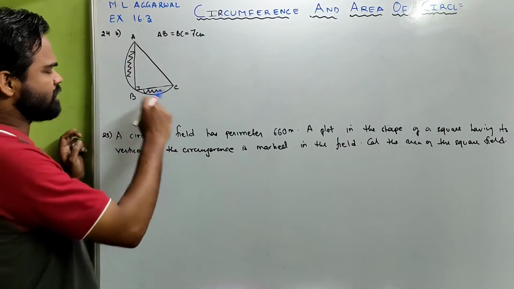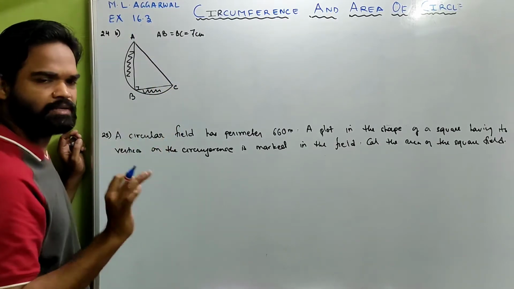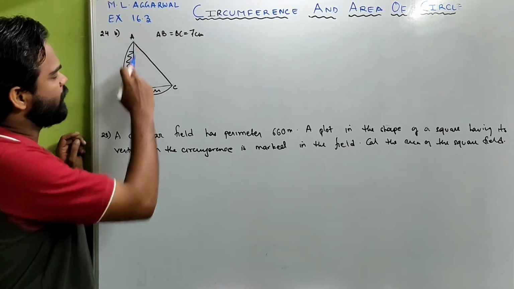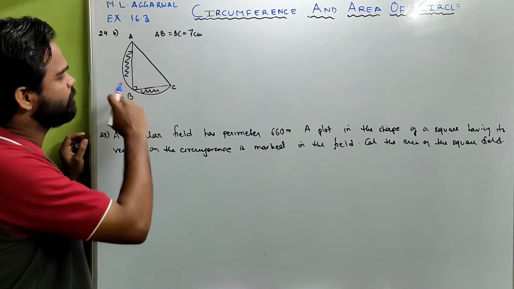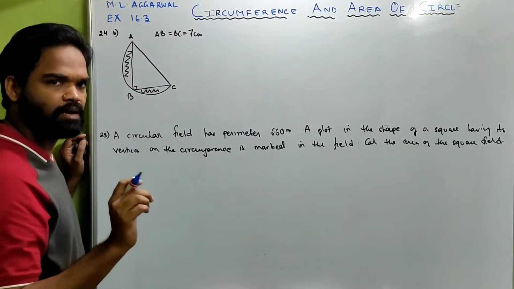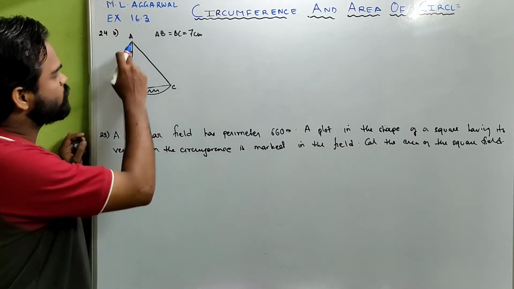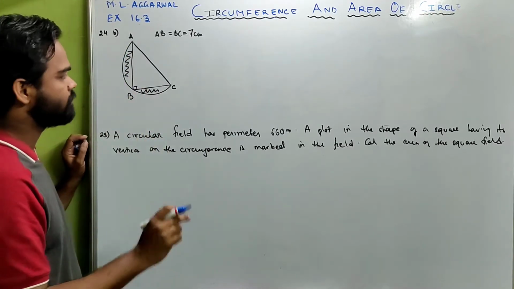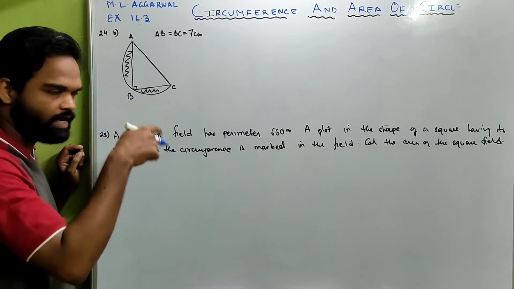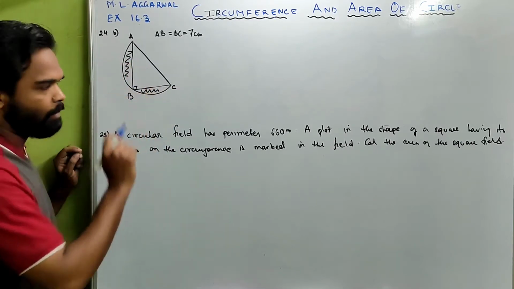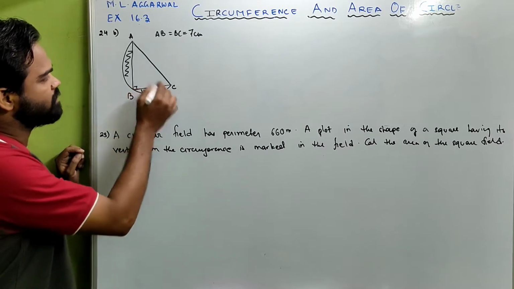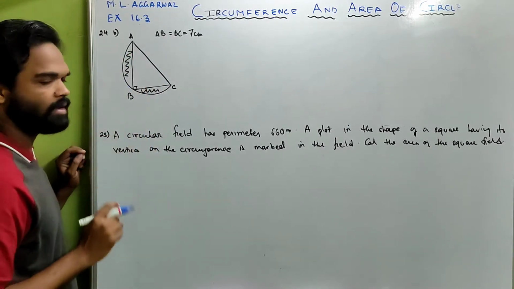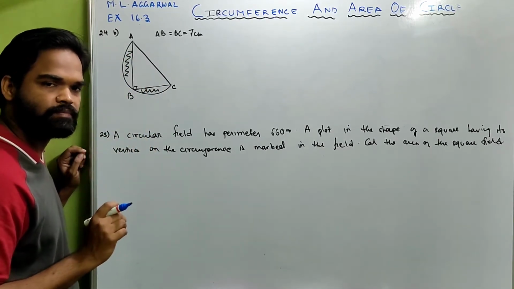Very simple. They have given a semicircle with diameter AC and they have given AB and BC are equal, that is 7 centimeter, and in triangle ABC, angle B is 90 degree. They have told us to find the area of the shaded region. Clearly, area of the shaded region is area of the semicircle minus area of the triangle. Area of the triangle is easy, we can get because base and height we know. For the semicircle, we need to know the radius.